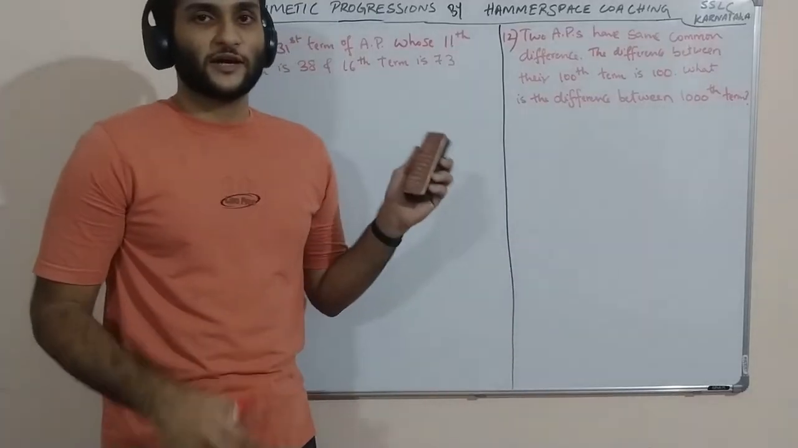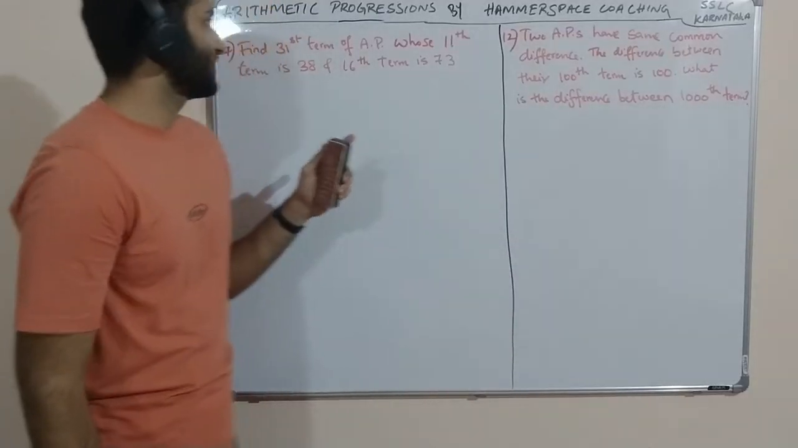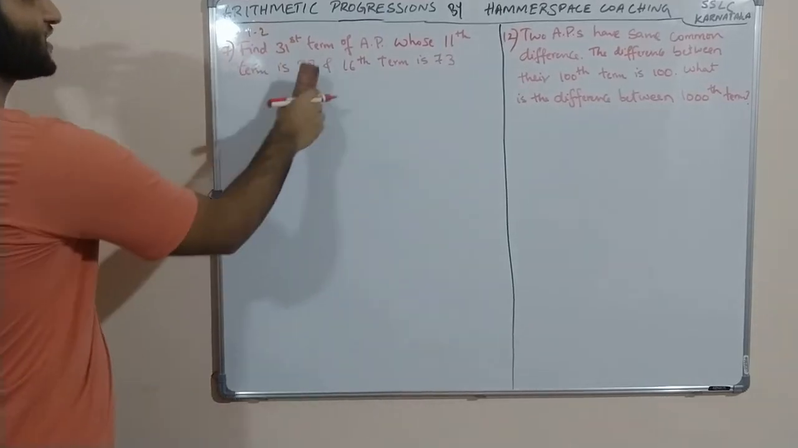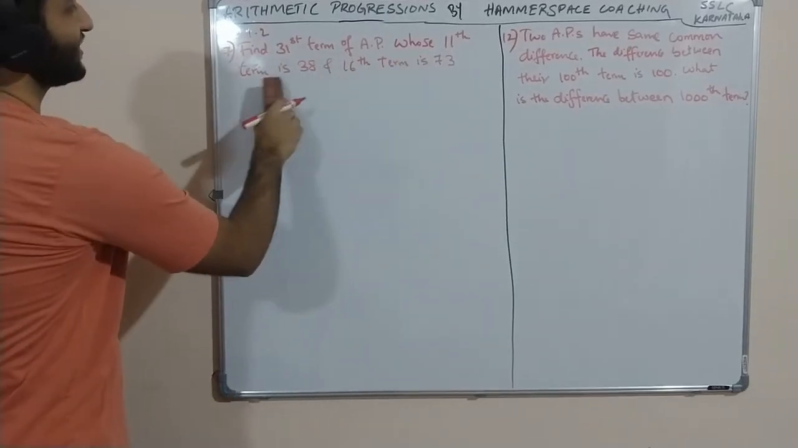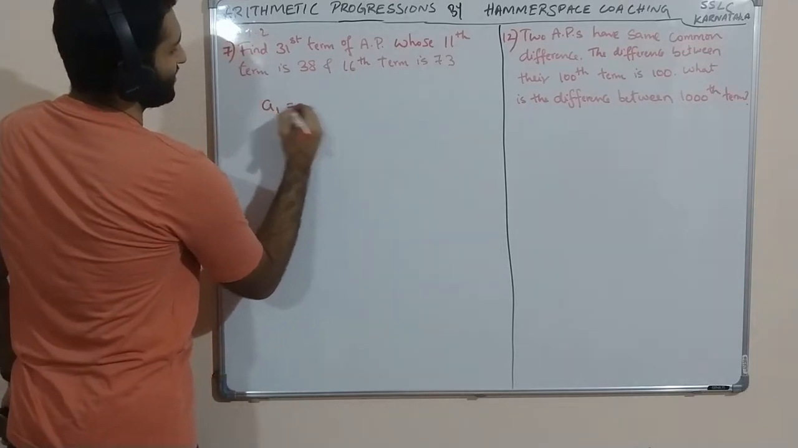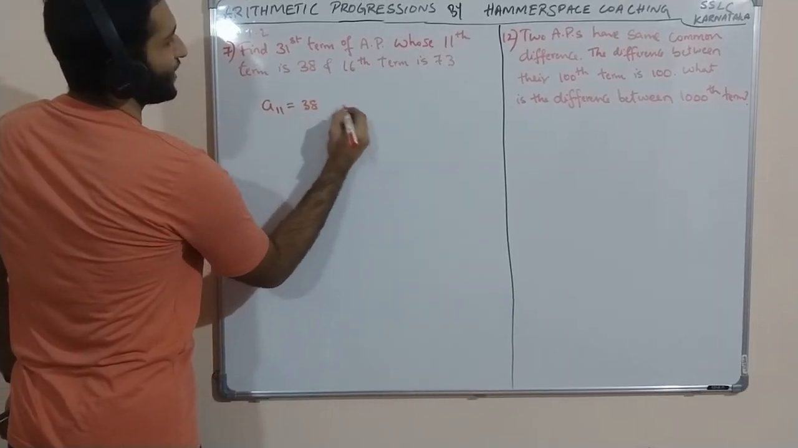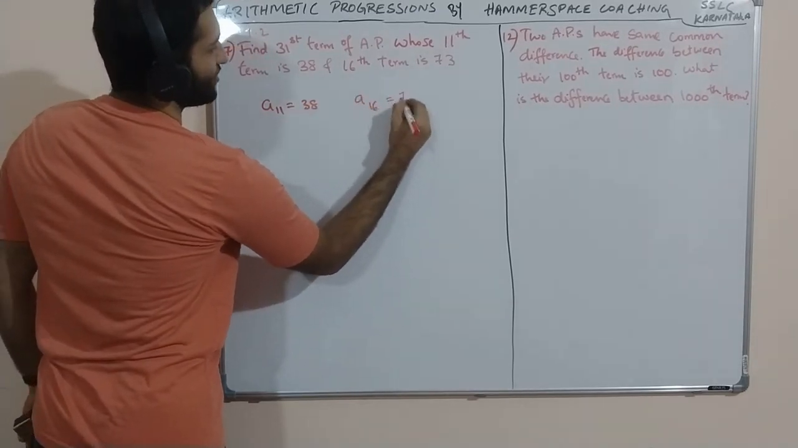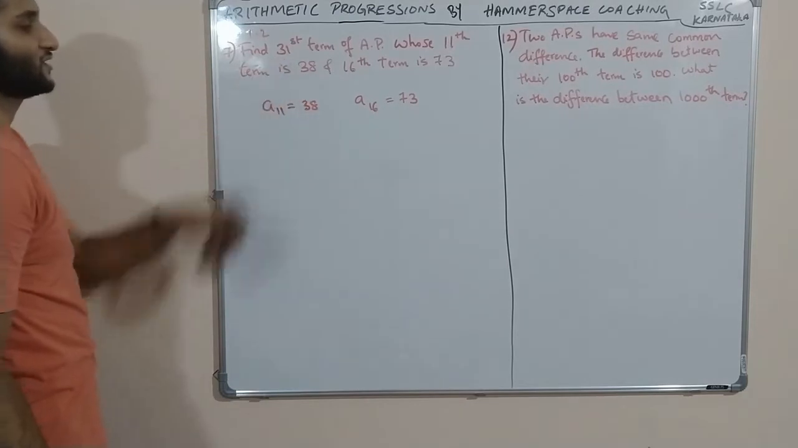Now I have picked up the 7th question from exercise 1.2. Find the 31st term of an AP whose 11th term is 38 and 16th term is 73. So a11 equals 38 and a16 equals 73. We have to find the 31st term.